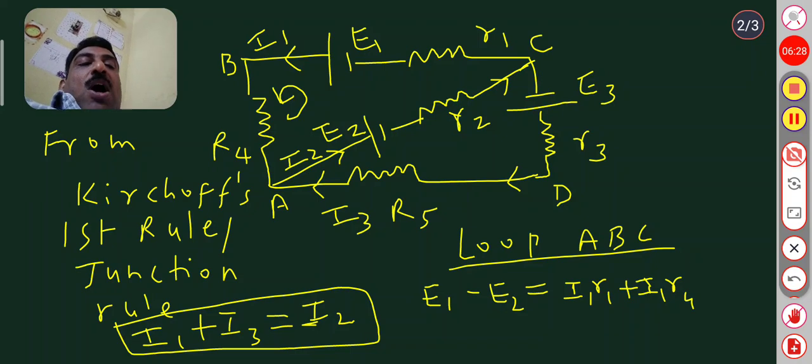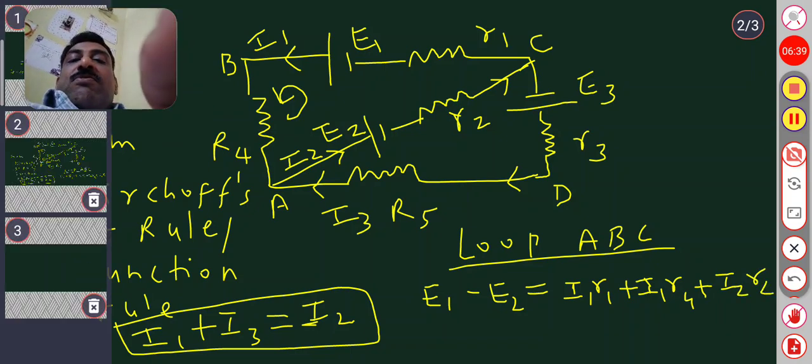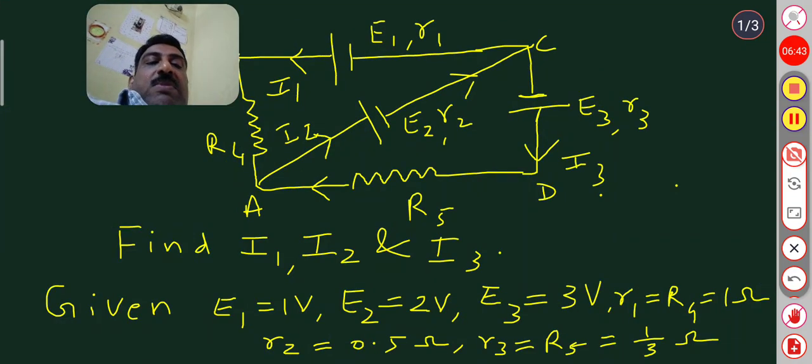Okay, and current through R2 is also in our direction, so plus I2 R2. Okay, so you know the values of EMF. Here the values of EMF are given to you. EMF E1 is 1 volt, E2 is 2 volt, and the values of R1, R2 and R3 are given to you, right?